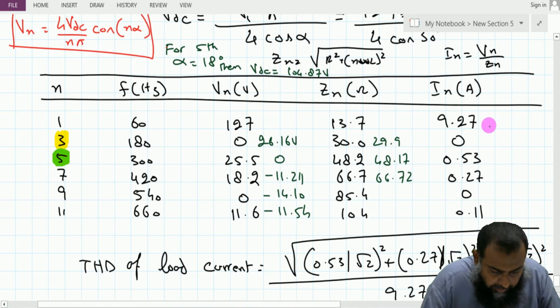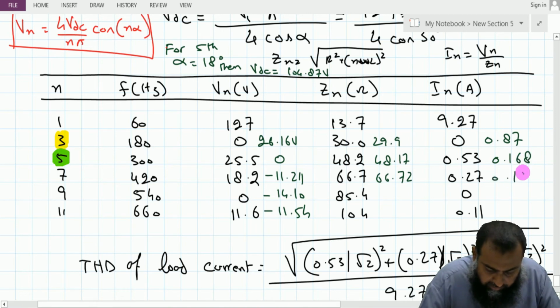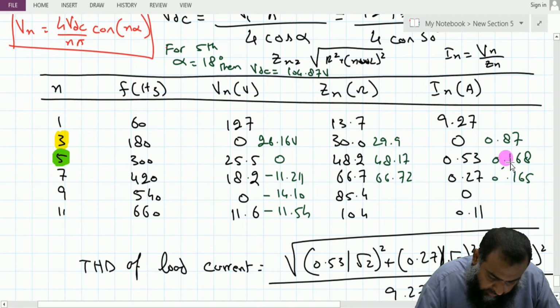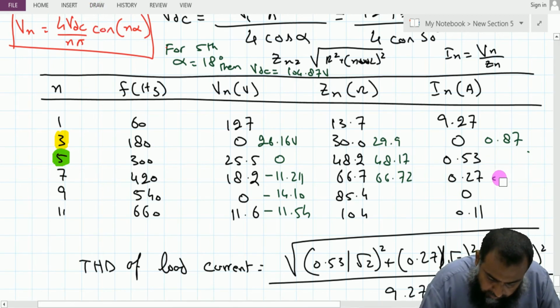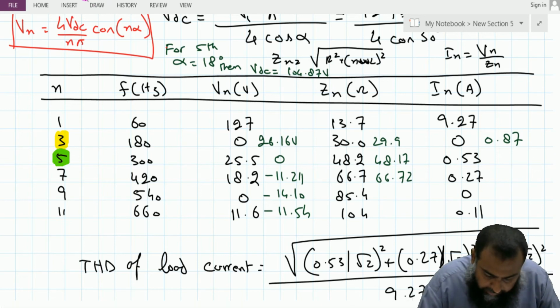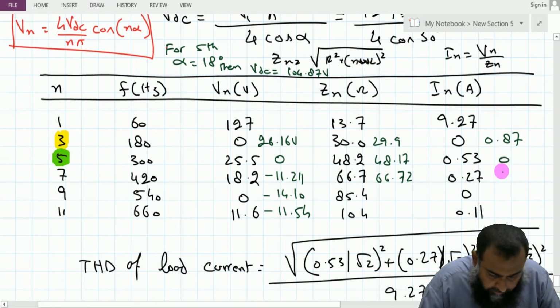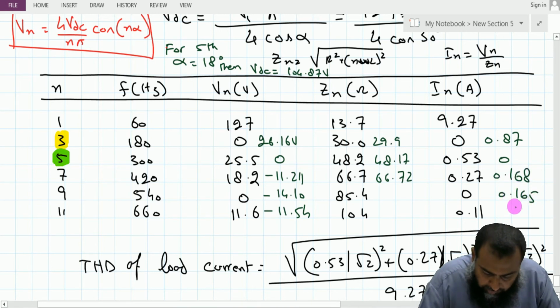However, we do have a difference in the current here, that is now 1.68, and then for the fifth harmonic content, this is equal to 0. Let me write it properly. So 0.87, then we have 0, then we have 0.168, thereafter we have 0.165, and then 0.11.